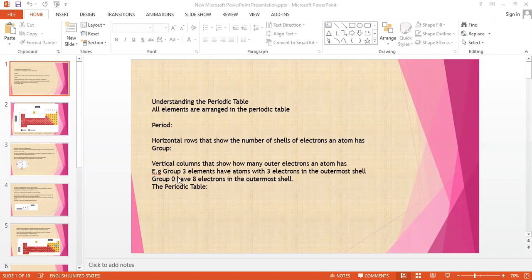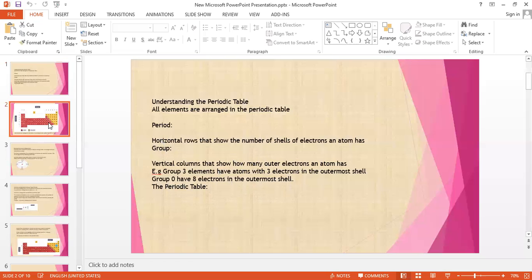So group 3 elements have 3 electrons in the outermost shell of an atom, and group 0 elements have 8 electrons in the outermost shell of an atom, which is known as group 0. That means the noble gases and inert gases, which have 8 electrons in the outermost shell. Got my point? Yes. Okay, fine.